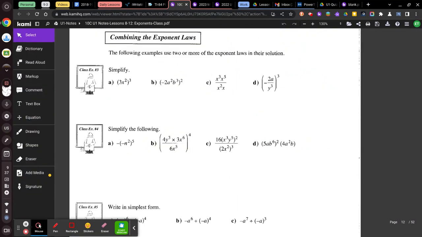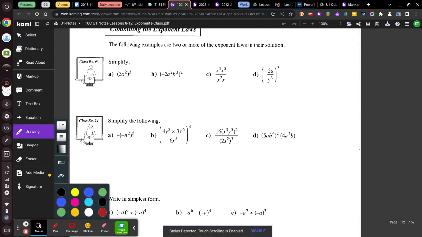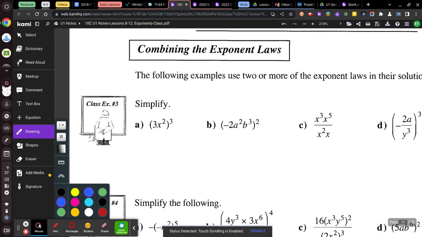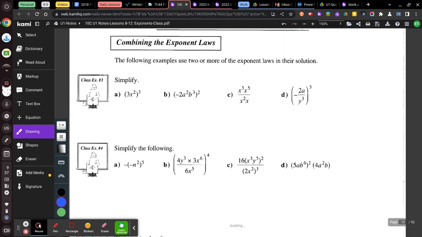Okay, turning our page, we have combining the exponent laws. So we're going to take a look at when we have an exponent outside of brackets. There's 2 ways to look at this question. You can look at it as a repeated multiplication question. This 3 means I have 3 sets of them. Let's unzoom some of that. There we go. So this guy right here, that's telling me I have 3 sets of that bracket.